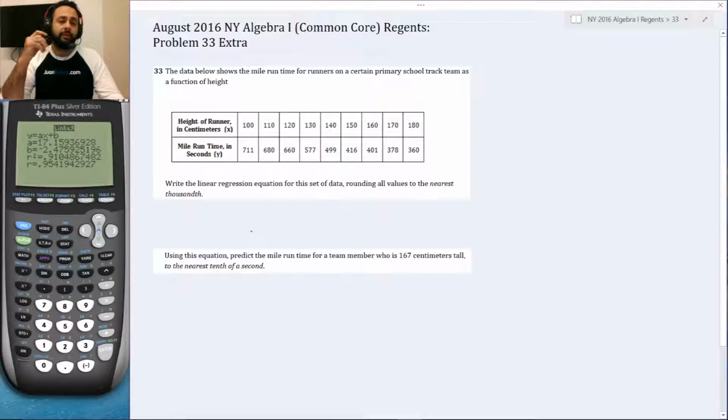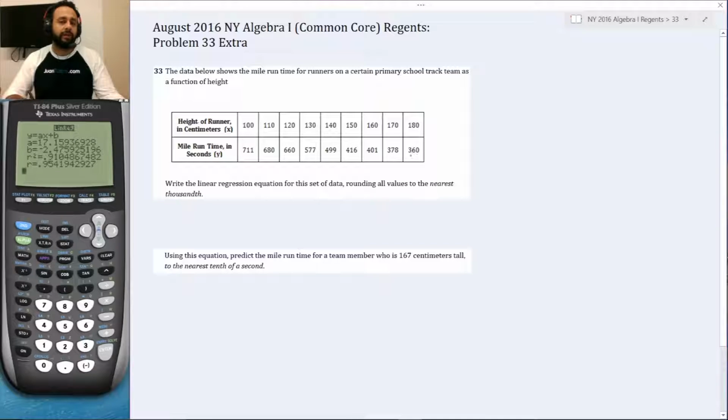So here's the problem. The data below shows the mile runtime for runners on a certain primary school track team as a function of height. And I do look at the data. Height of runners goes from 100 to 180 upward, and mile runtime in seconds should go downward if my intuition serves me.